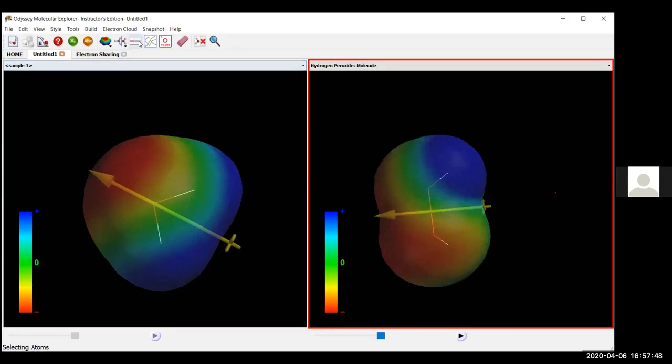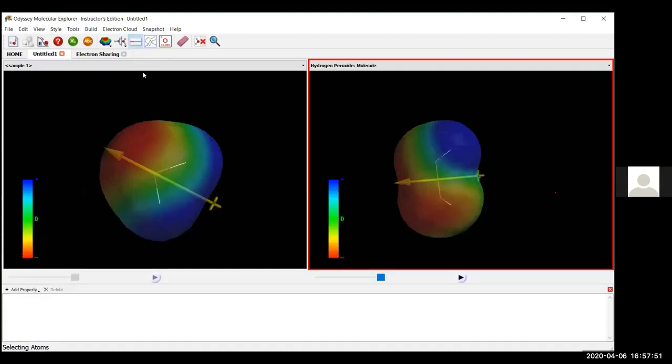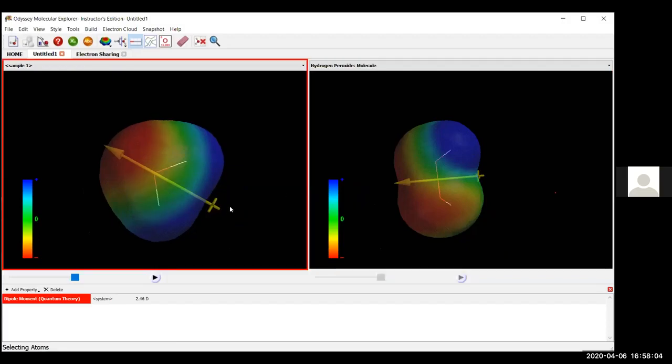I can quantify that if I go to properties, add property, lower left corner, electrostatics, dipole moment quantum theory. So here it's 2.14 Debye for this one. Here for water it's 2.46. The true dipole moment of water in the gas phase is about 1.8 Debye. It comes out as 2.46 because we are doing cheap quantum chemistry. You won't get perfect results if you do things cheaply, but the trend will always come out right.